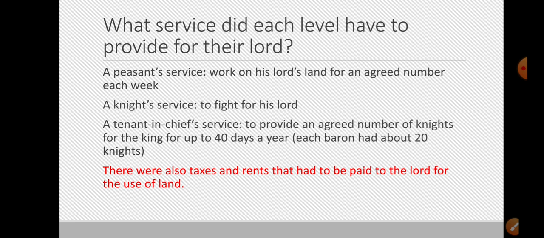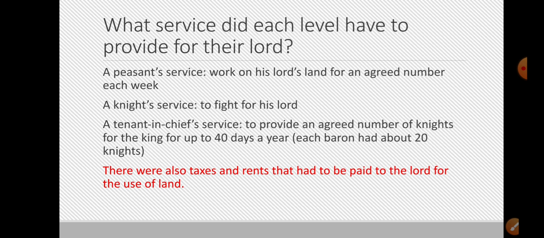Now, what service did each level have to provide for their lord? As we said, as we are going up level by level on this social pyramid, every level provides a service to the level above. So the peasant's service was to work on their lord's land for an agreed number of days each week. A knight's service was to fight for his lord. A tenant-in-chief's service, so these were the nobles, was to provide an agreed number of knights for the king for up to 40 days a year. So each baron had about 20 knights.